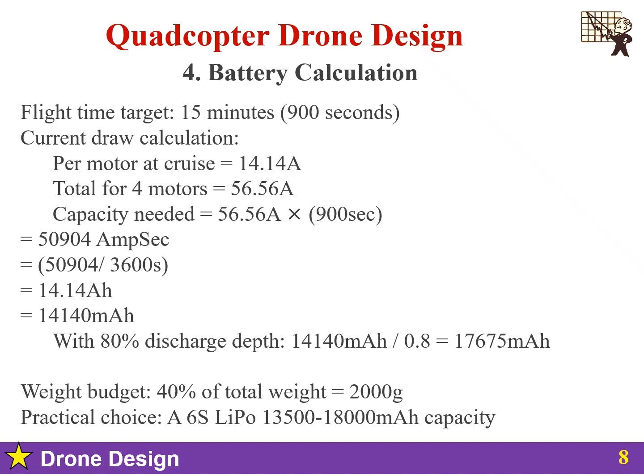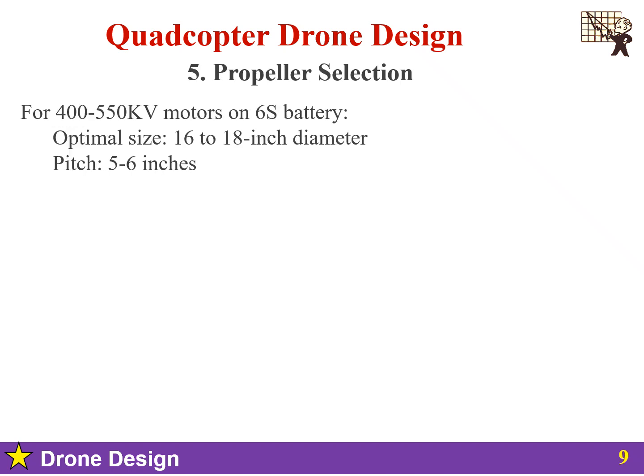So a 6S 16,000 mAh LiPo battery costs around $200 to $400. Proper management extends life from 100 to 150 cycles to 300 to 500 cycles, saving $1000 over the platform's lifetime. Now we go to the next component, that is the propellers. Propeller selection at this scale involves aerodynamic engineering principles that become dominant factors in performance.